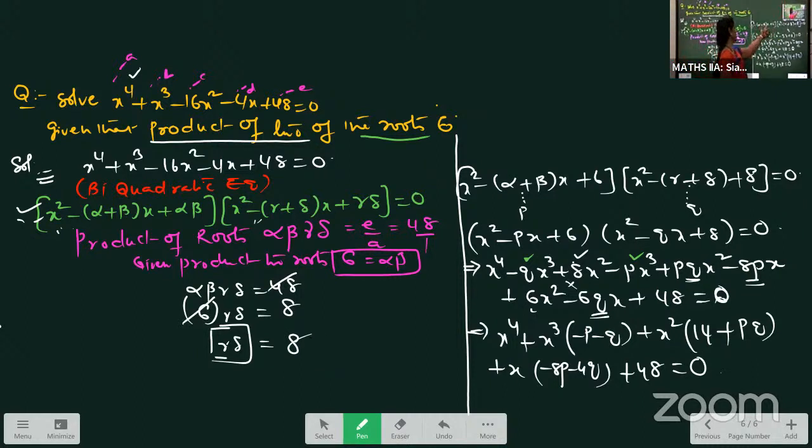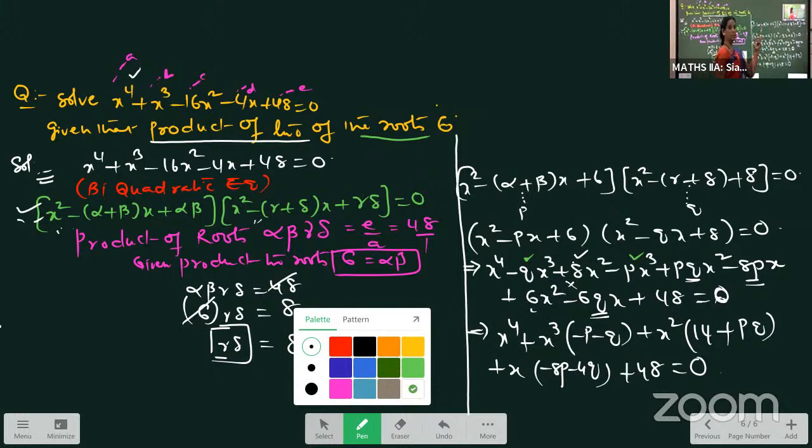The same thing I have done here. x square minus alpha plus beta into x and plus 6, and x square minus gamma plus delta, that is, the gamma delta value 8, we got it already. So alpha plus beta we don't know. So that's why we are naming that p. You can name any alphabet, not only p and q. For my convenience I'm writing p and q. So here this is p and this is 6. Like this, I have multiplied all this and got x power 4, x cube coefficient, x square coefficient, x coefficient and 48.